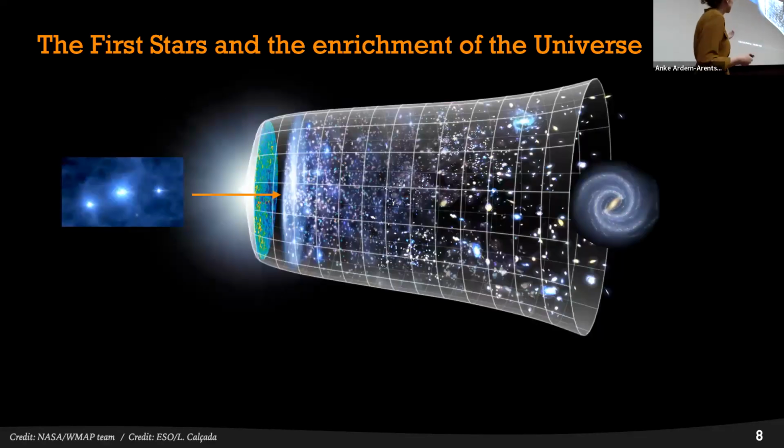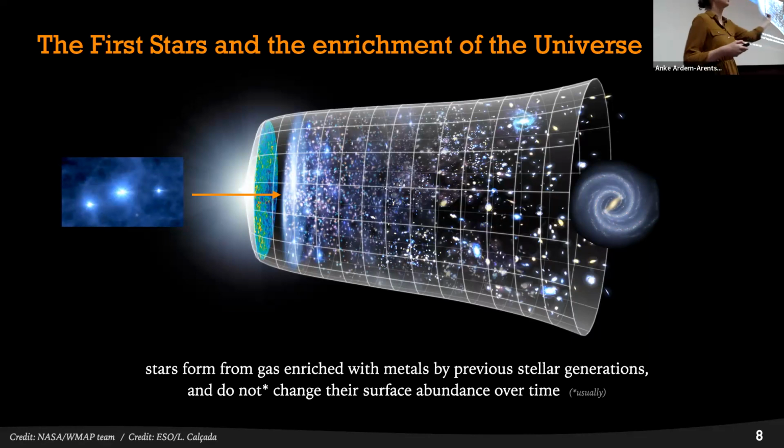So we go back to this picture of the universe, the early universe, and today, time going in this direction. You have the first stars forming here, and then over time you have more and more elements building up. So stars form from gas enriched with metals or any kinds of elements by previous stellar generations, and they do not really change their surface abundance over time. So the gas that they formed from is kind of what they still look like today. So that's how we can tell something about the chemical composition in the early universe.